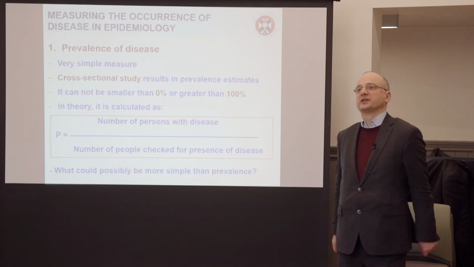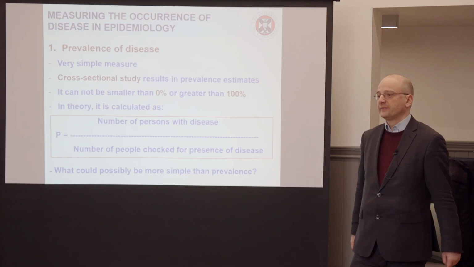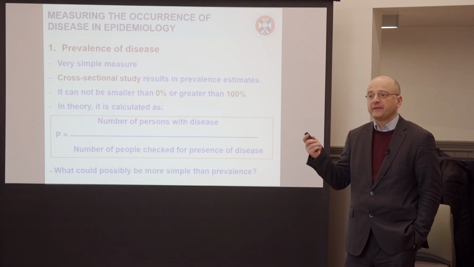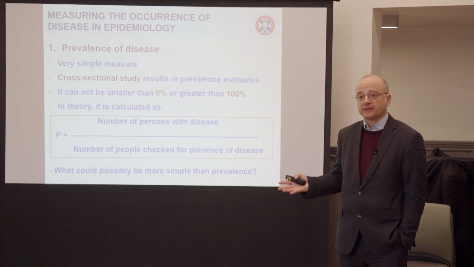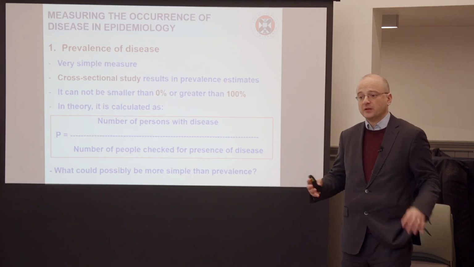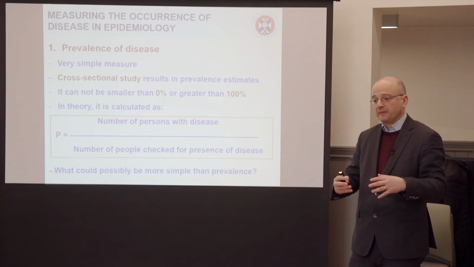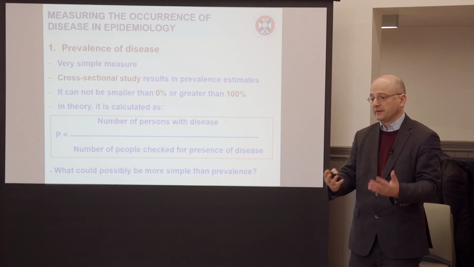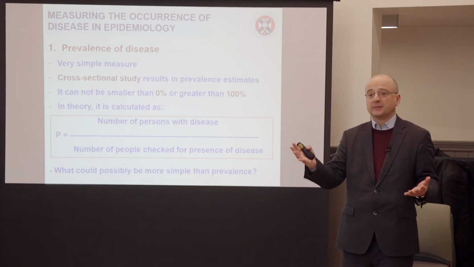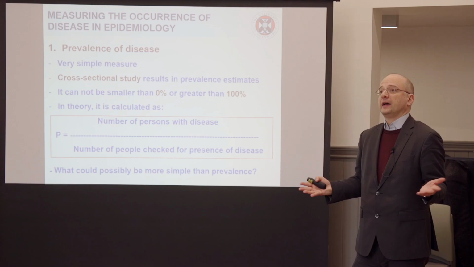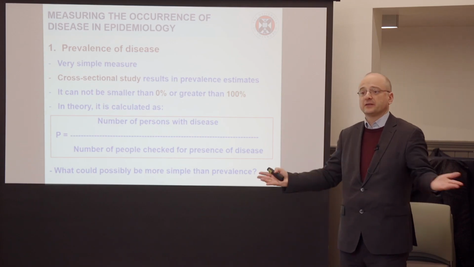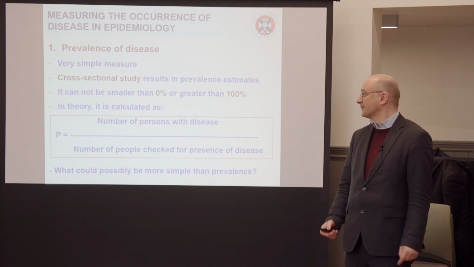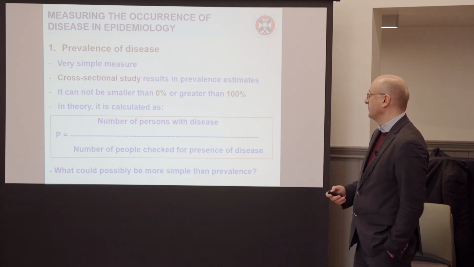So how can you measure the occurrence of disease or the burden of the problem in the population? Well, the first thing that comes to mind is prevalence of disease. Basically, just go into some population, find 100 people and ask them to have themselves diagnosed for disease and establish how many of those 100 people have a disease and how many haven't. And that's your prevalence. I mean, what could possibly be more simple, right? Okay, let's see if it's so simple.